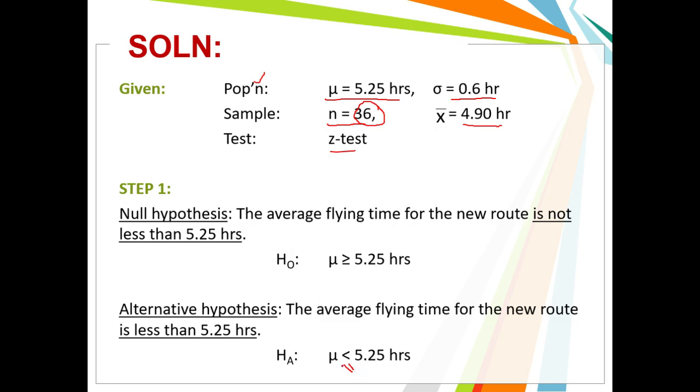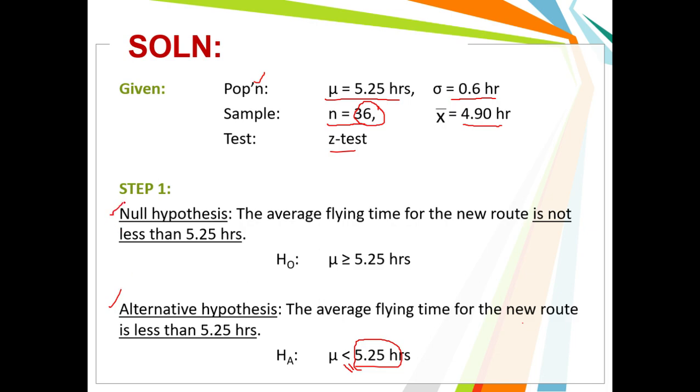So in this case, sinasabi na less than 5.25 hours na yung bagong route. Okay? And we want to prove kung totoo or hindi. So that will be our alternative hypothesis: the average time for the new route is less than 5.25 hours. Kung yan yung ating alternative, the opposite of that is the null.